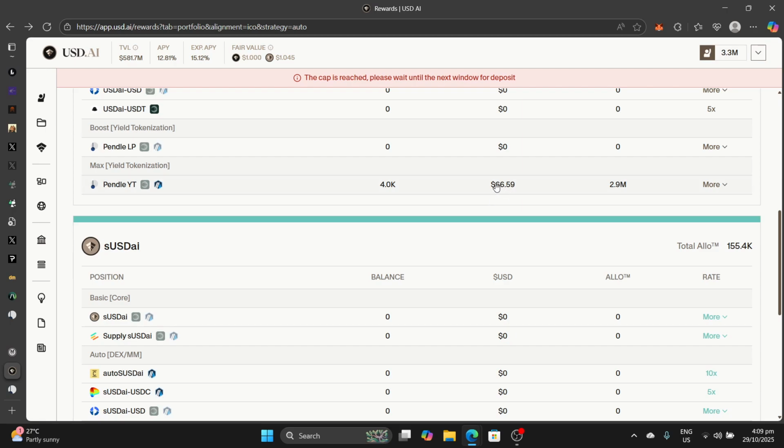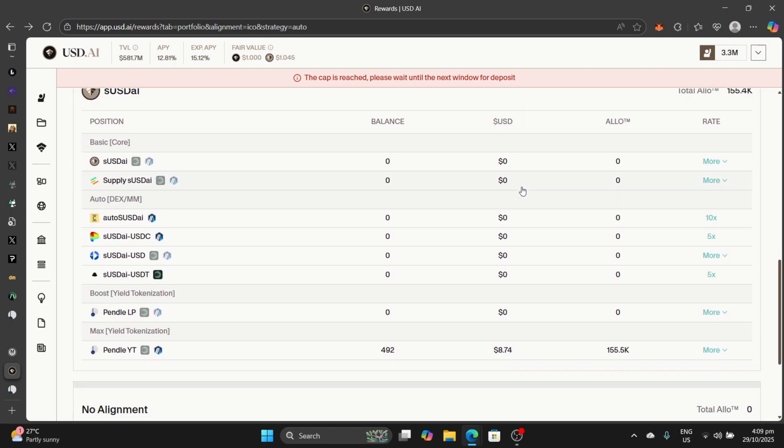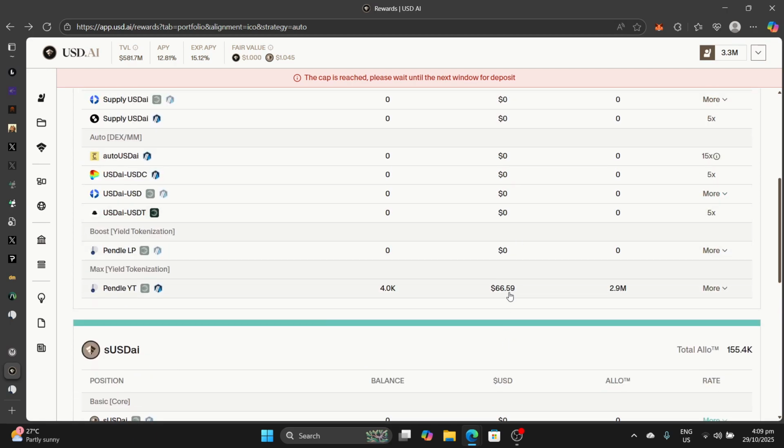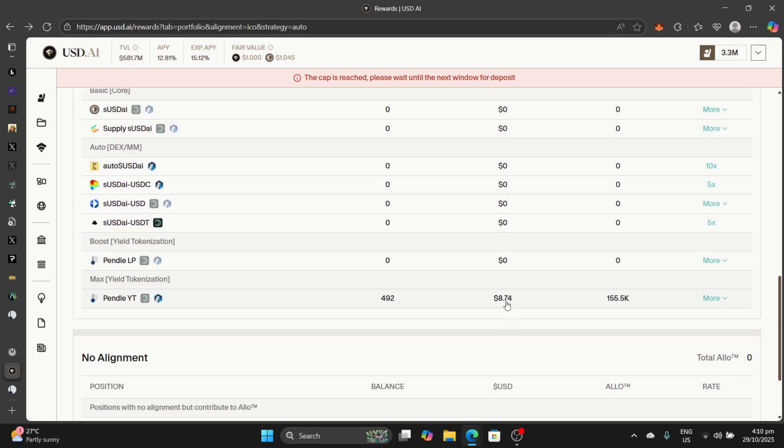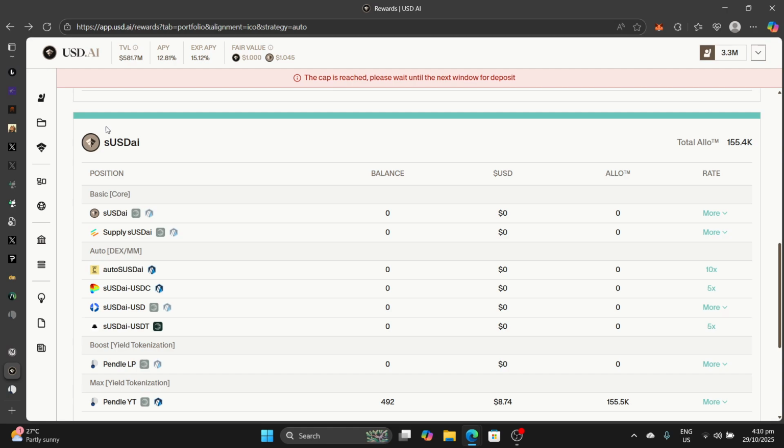So you will see that the valuation of this has reduced tangibly. It's now at $66. I think I put $100 or so. So 120, 20 here, 100 here. Currently, what is left of this is 66. What is left of this is 8.